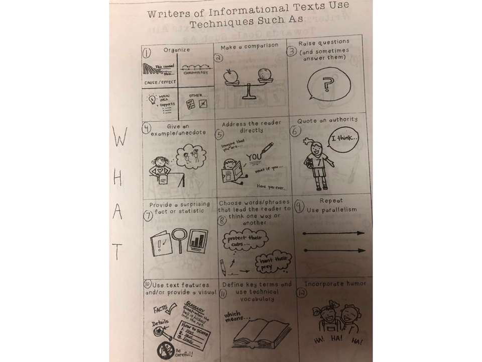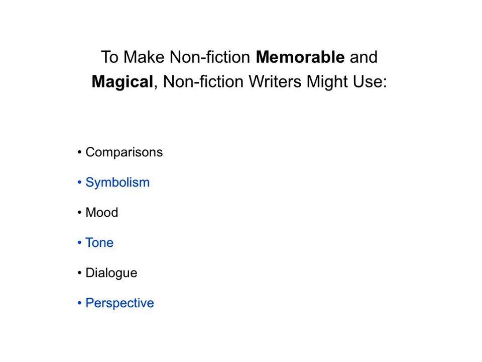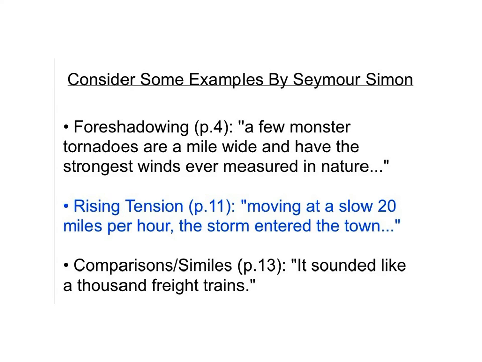We've been focusing on this chart of author techniques, the what. It's easy to think that nonfiction authors use certain techniques that are different from the techniques that fiction writers and poets use. And it turns out that they don't live in 2 different worlds. There's actually techniques that fiction writers and poets use that nonfiction writers also use. Here are some of them. And then I also want to share a few examples from Seymour Simon. He uses an example of foreshadowing.